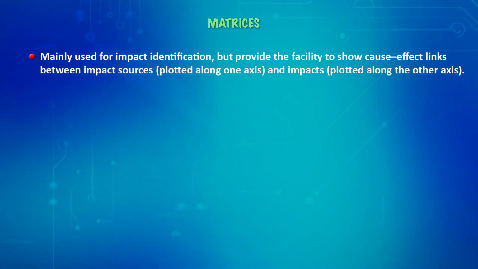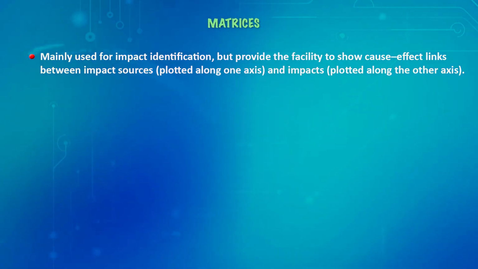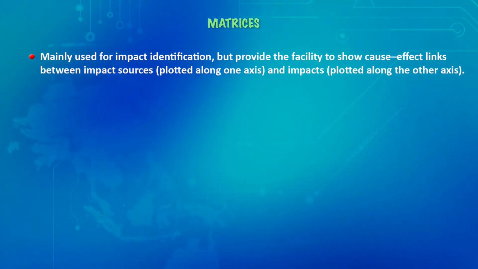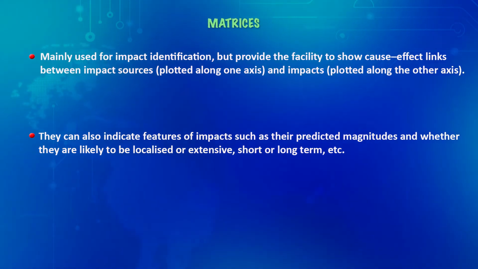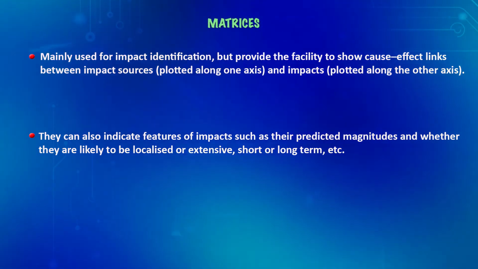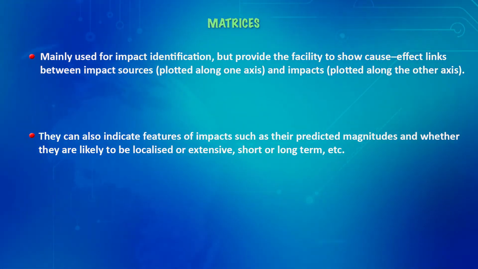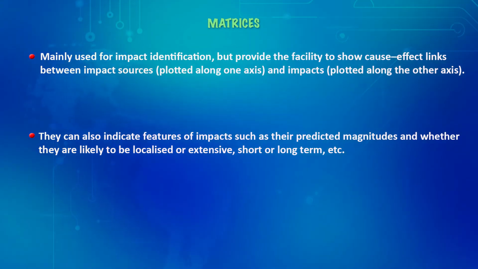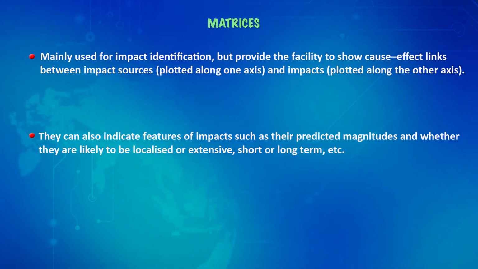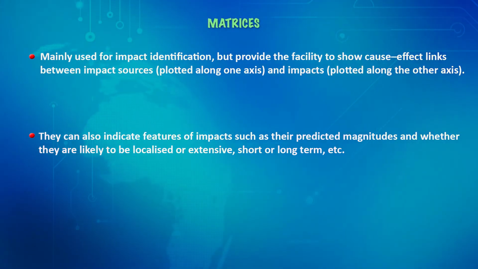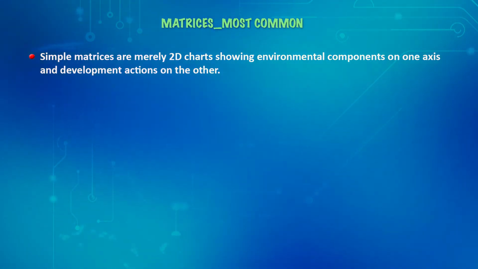So what it means is that we will have a kind of graph wherein on one axis we will have impact sources, and the other axis will have the impacts. That is how a matrix will be there. And this matrix can also indicate certain features of the impact, such as the predicted magnitudes and the importance, how localized it is, and whether the impact is short term or long term. That is one of the objectives of our methods, and this is also very well factored in using the matrices method. And this is perhaps the most common impact assessment methodology.